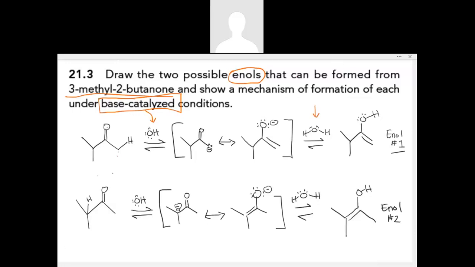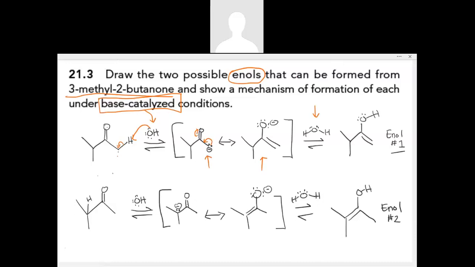So let's take a look at what happens in the generation of this first enol in this first mechanism. Again, we have this base catalyzed condition, so we're going to deprotonate in our first step. I'm going to pull a proton from this carbon here that I just drew that dot on. That's going to add a lone pair to this first resonance structure, so we see that negative charge on that carbon. We can move that around and generate our second resonance structure here.